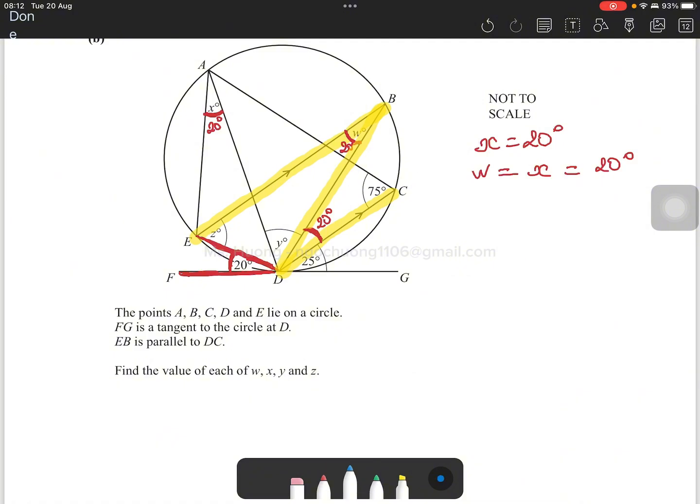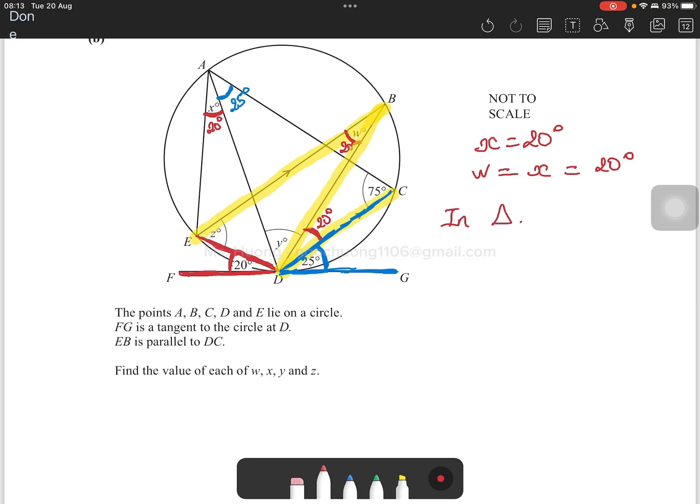And now we see that the angle DAC, this blue angle, is the angle subtended by the chord DC. And I also see that this blue angle is the angle formed by the chord DC and the tangent DG. This means the angle DAC is equal to 25 degrees. So we can look at the triangle ADC.